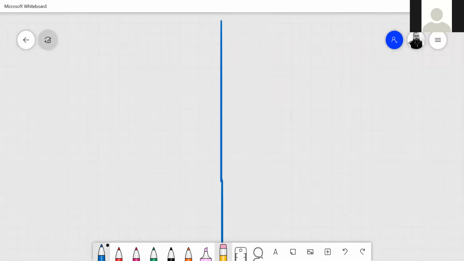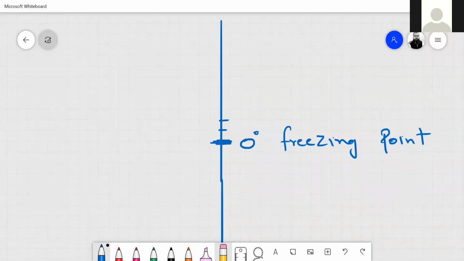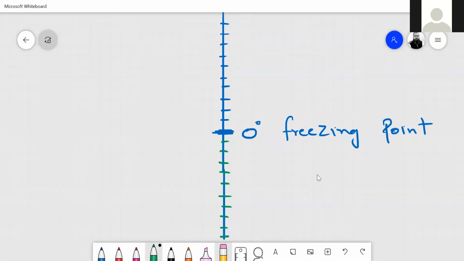Okay, for example, this is a line. Here, this is the 0 point, 0 degrees, the freezing point. Then up is 1, 2, 3, 4, 5, 6, 7, 8, 9, 10. And down is minus 1, minus 2, 3, 4, 5, 6, 7, 8, 9, and 10. And up is 1, 2, 3, 4, 5, 6, 7, 8, 9, and the last is 10.